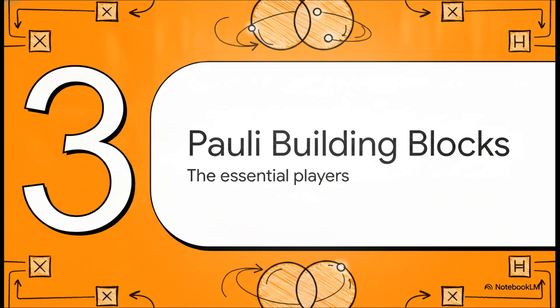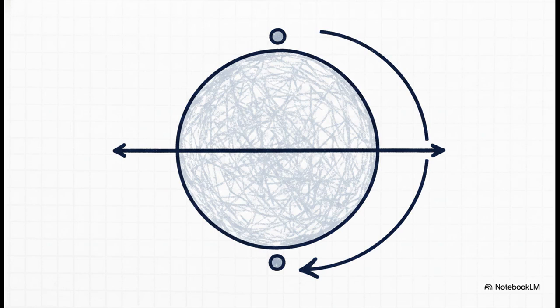All right, part 3, the Pauli building blocks. Let's meet the essential players. First up, we've got Pauli X, which is pretty widely known as the quantum NOT gate. Just like your standard classical NOT gate, it swaps 0 and 1. But visually on our Bloch sphere, this is a complete pi rotation, so exactly 180 degrees, straight around the x-axis.